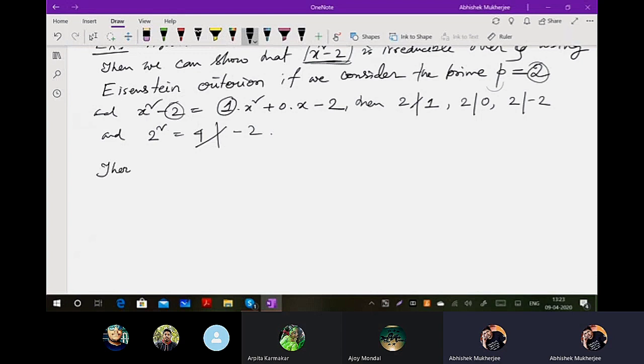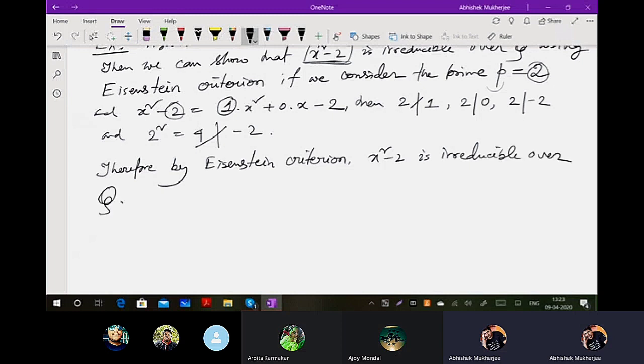So therefore, by Eisenstein criteria, x square minus 2 is irreducible over Q. This one.